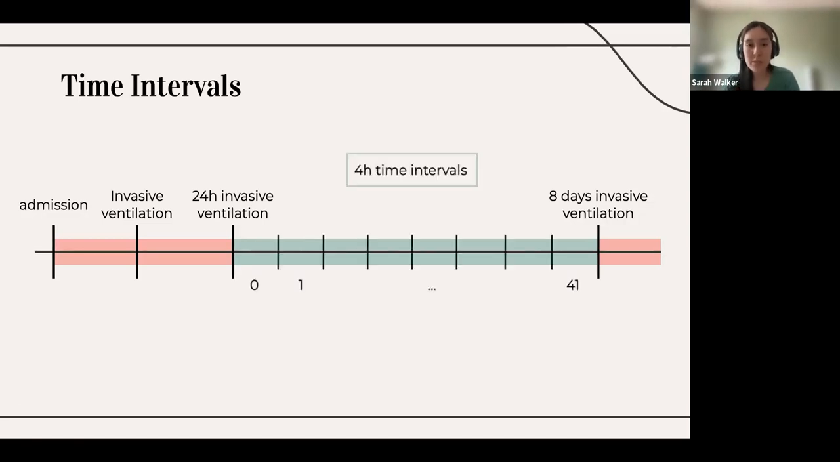But from this time, we split it into 4-hour time intervals. And I'll talk more about this later, but essentially the reason for that is because we want to minimize the amount of time or the delay between the data collected in one time interval to the next. And the reason for that is because we're going to be using all of the data collected in time interval 0, for example, to predict the amount of sedative a person is going to get in the next time interval. So this is how we're dealing with that.